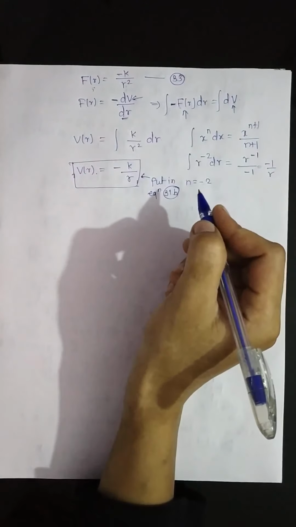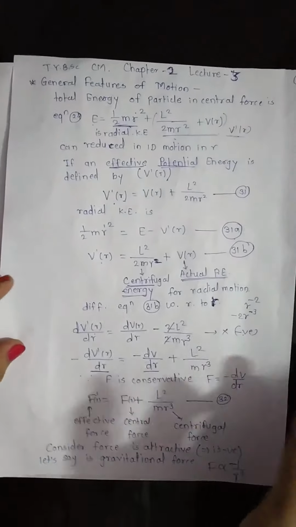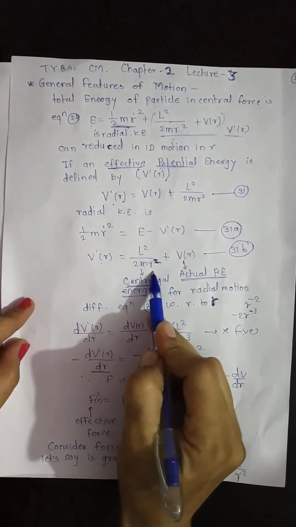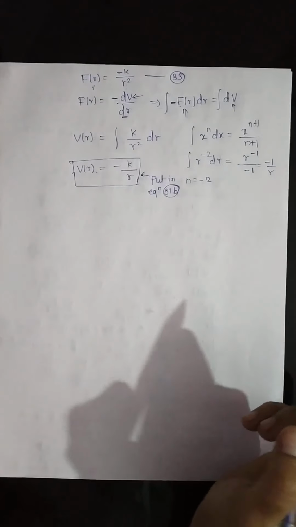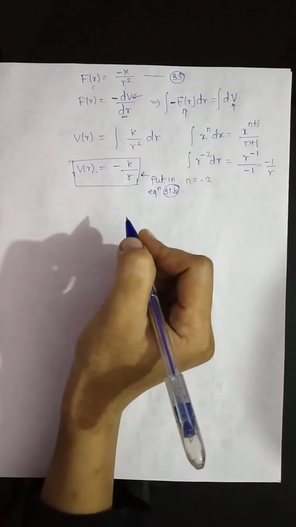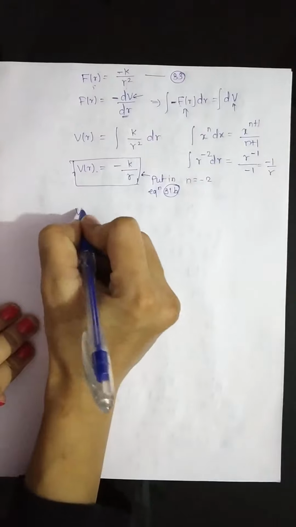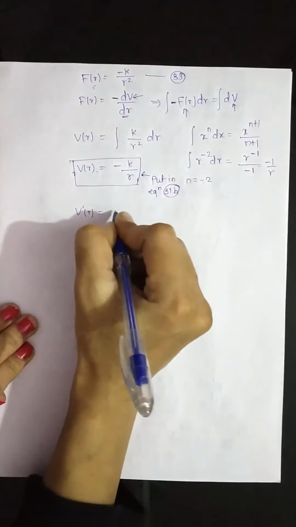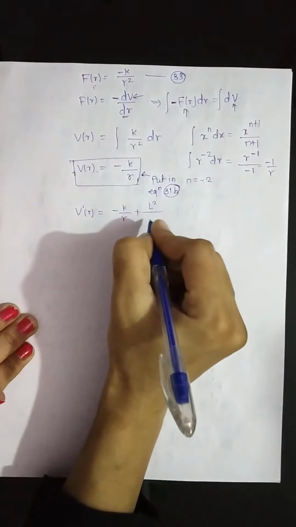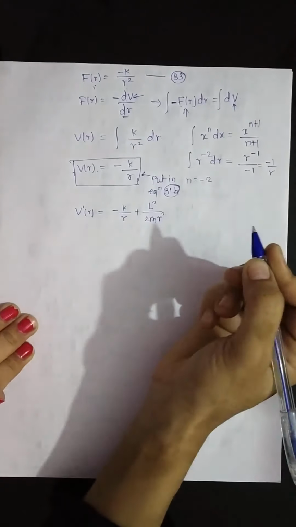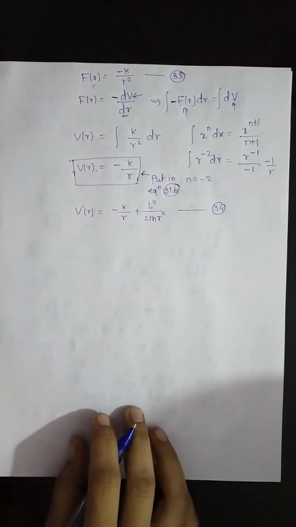Equation 31b was V'(r) is nothing but L square upon twice m r square plus V(r). Here we have to put minus k by r, so that we will get V'(r) is equal to minus k by r plus L square upon twice m r square, right? So let me call this equation number 34.